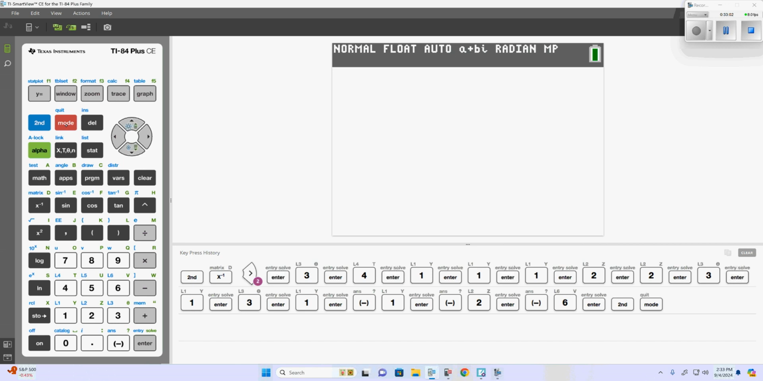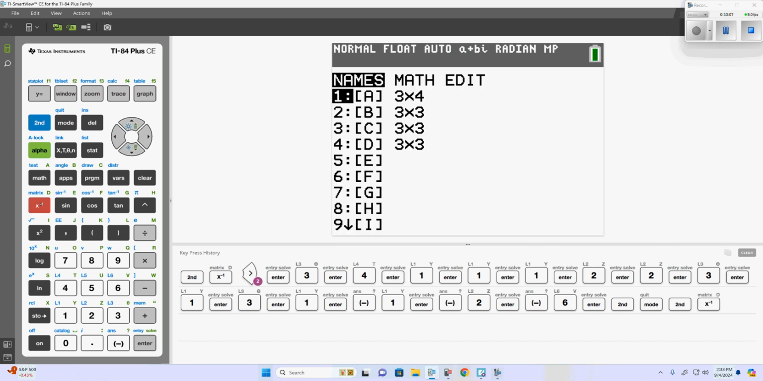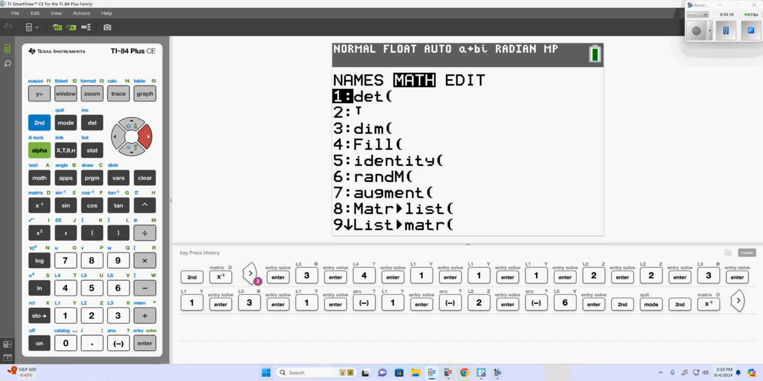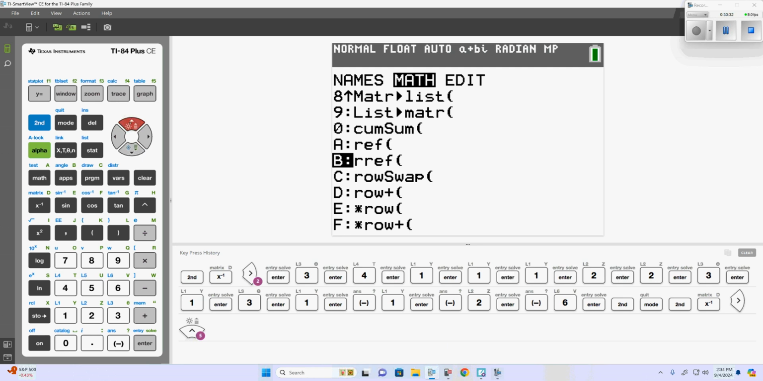Okay, now we put the matrix in. The calculator has that put in. Now we're going to go second matrix. This time we're going to go over to math. All the stuff in math are operations we can do to matrices that the calculator will let us do. First one's determinant, the third one's dimension. If we do DIM matrix A, it'll tell us the dimensions of matrix A. What we want to find is RREF. So going up or down, find RREF, and once you get it selected, hit enter.